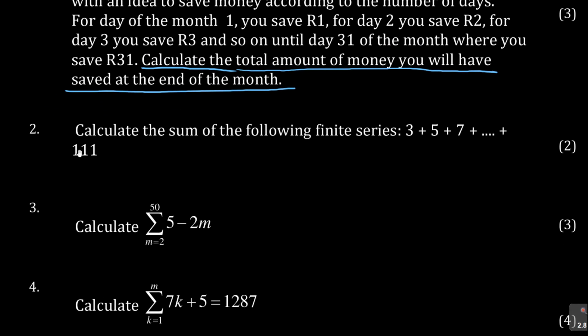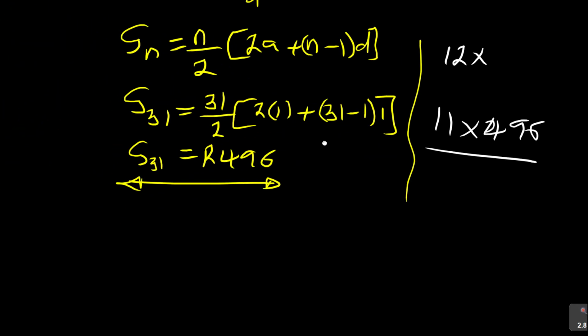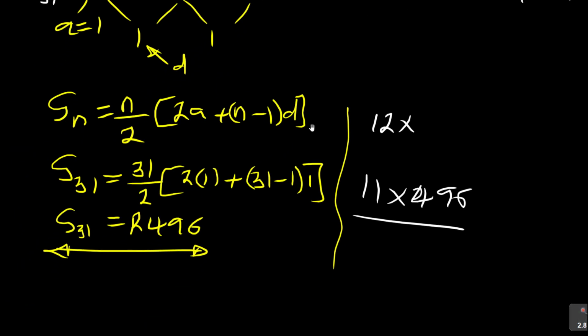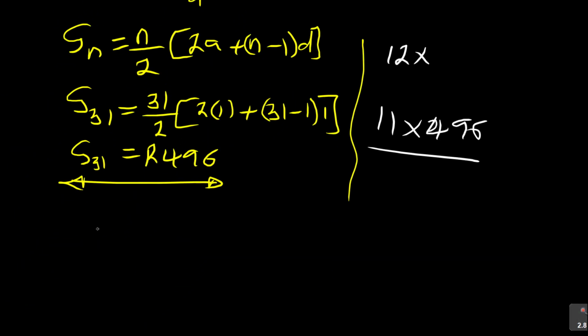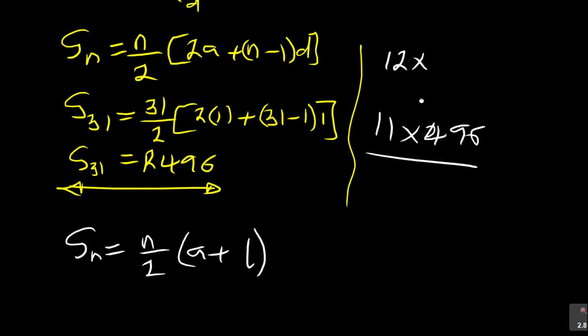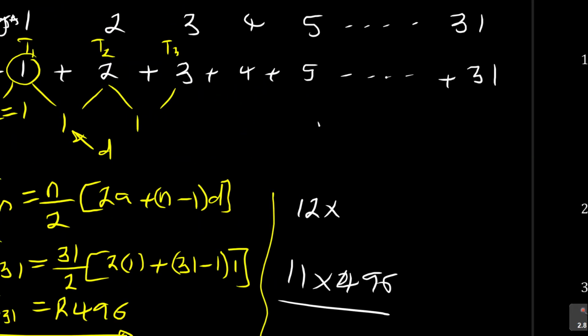Let's look at the next question. It says calculate the sum of the following finite series. Finite means it ends. Then you've got 3, 5, 7 plus 111. Oh, by the way, someone would have asked to say, is this all that we can do? No, we can use this formula also on this one. Sn is equal to n over 2 bracket a plus l, where l is the last term, and we know that our last term was what? 31. So you come here and say T31 is equal to a plus n minus 1 d. This is not 31 as such, for now it's Tn, remember. So let's find T31.